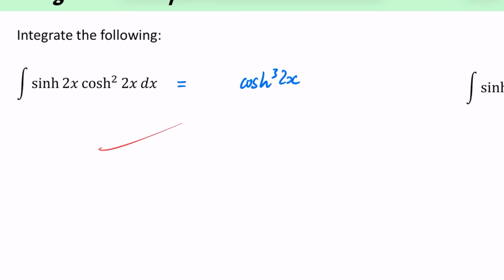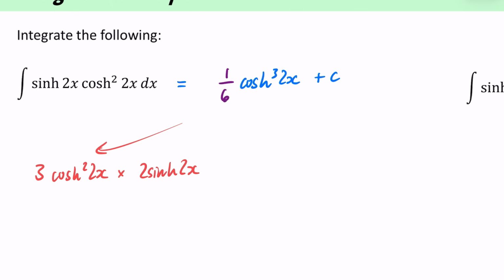And what you can do is check this. If I differentiate the cosh cubed 2x, I will pull the power down, I will reduce the power by 1, and then I will multiply by the derivative of cosh 2x, which is going to be 2 sinh 2x. So we've nearly got the thing that we were aiming for. We have the cosh squared 2x, the sinh 2x, but we have this extra 3 and the 2, the extra 6 here, which means we're going to need to add in this extra 1/6 at the beginning. And of course, we need the plus c for this as well.